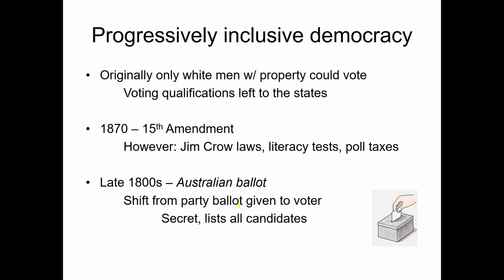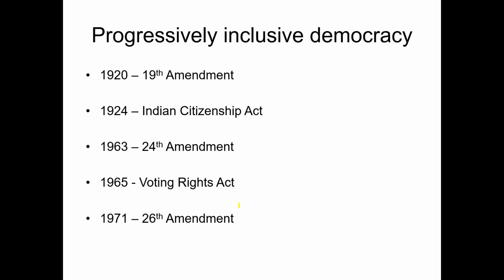And around this time, they shifted to the ballot where all the parties' candidates are listed on one ballot. So it's secret, and all the candidates are listed on one ballot. So it makes the voting act a little bit more private, and it took a little bit of the control of the parties out of the election process.